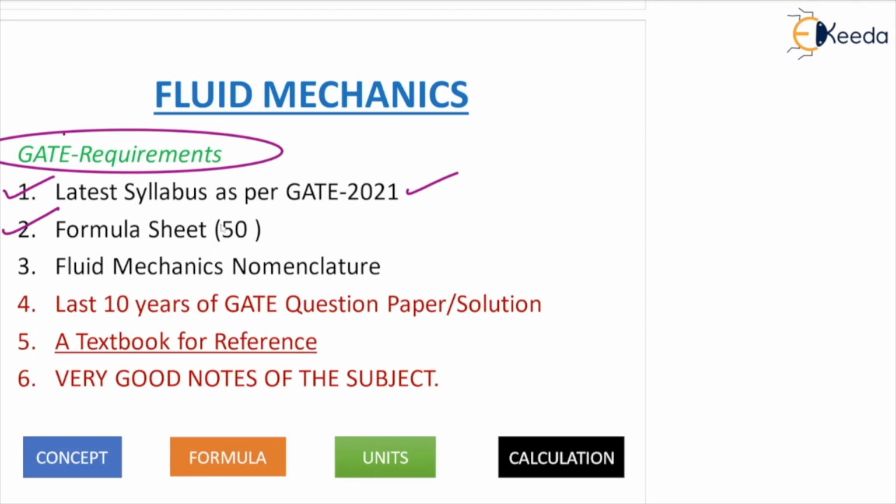That means minimum 50 formulas you should have. That is very important for solving the GATE examination because most of the numericals of fluid mechanics use formulas for their solution.